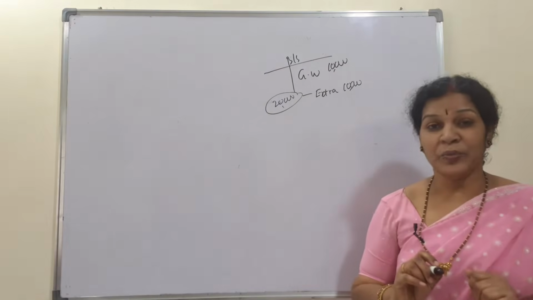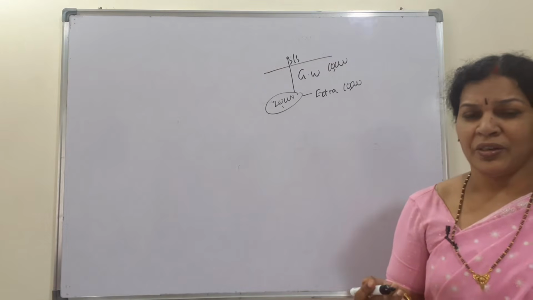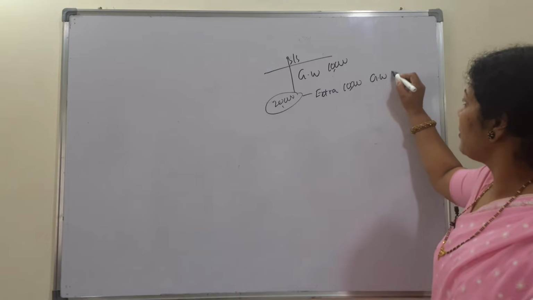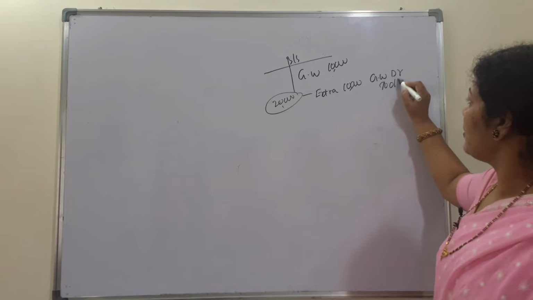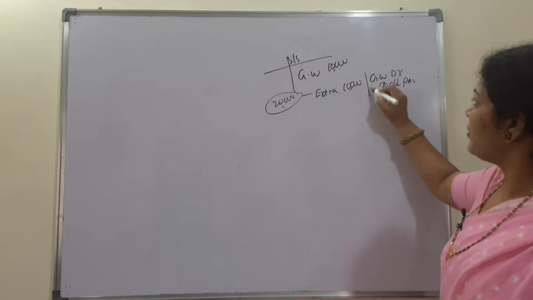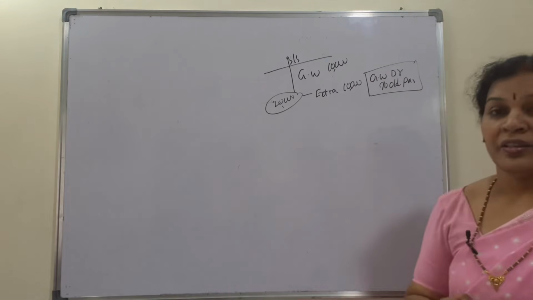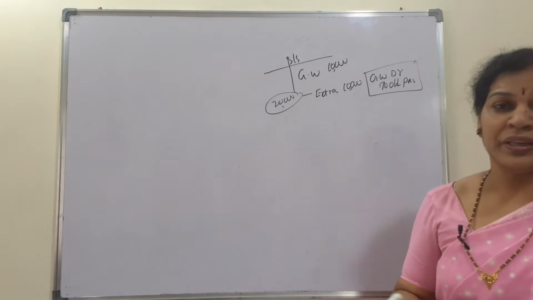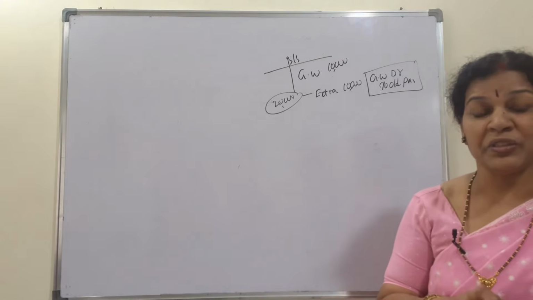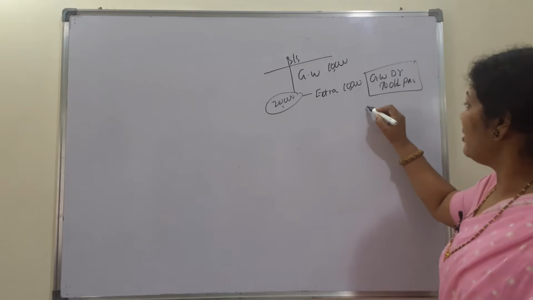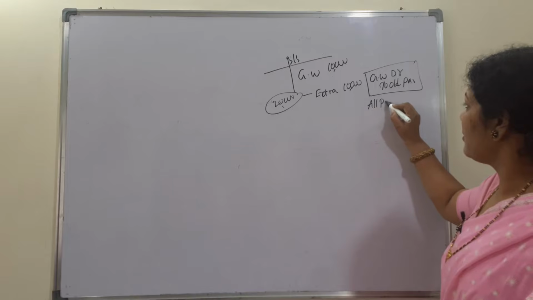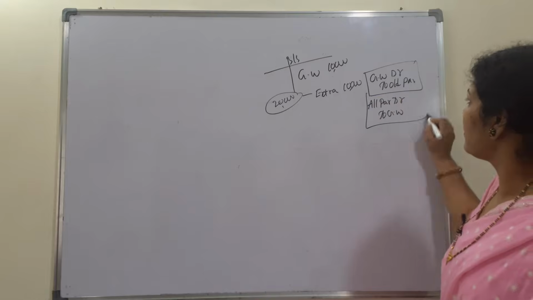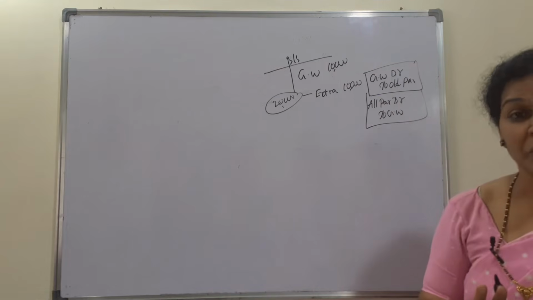For creating goodwill, just like the previous problem, goodwill account debited to old partners' accounts. This is the entry. And the entire goodwill is to be written off. The write off entry is also what we have learned in the previous problem, the same entry. So here all partners' accounts debited to goodwill account. Simple, this one you have to remember.